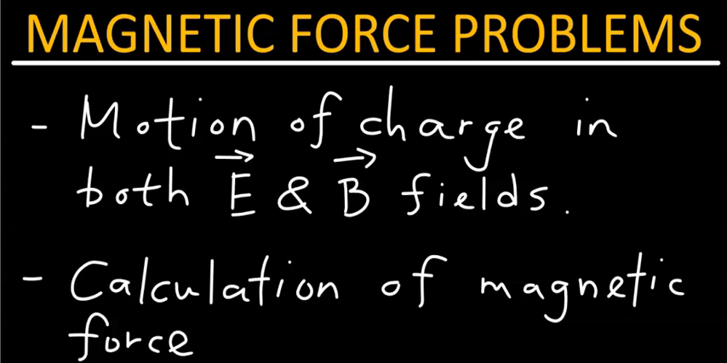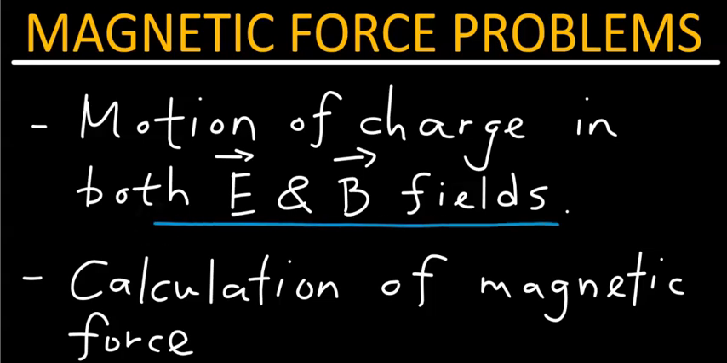In this video, we will look at a few more problems associated with magnetic force exerted on a moving charge. We will see how motion of a charge can be analyzed when the charge in question is moving in a region where both electric and magnetic fields exist, namely the cross fields. We will also do some vector calculation associated with magnetic force on a moving charge.